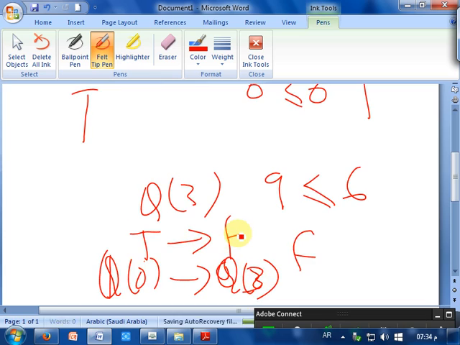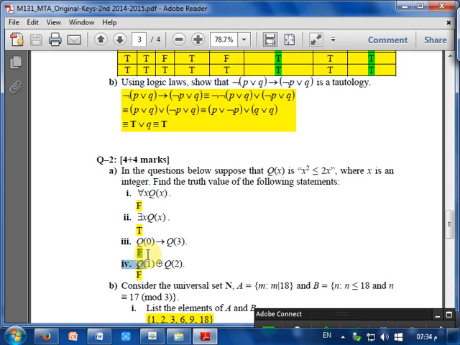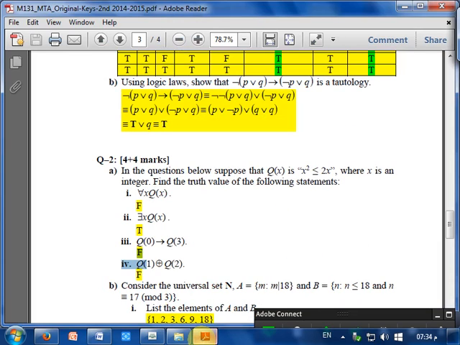Now check the truth table of true, then false. In the then, p then q, q then r. True, then false is false. So you get the answer false. Clear? You have to check the truth table for then. The only way false is true, false is false, in case of then. So it is false here.